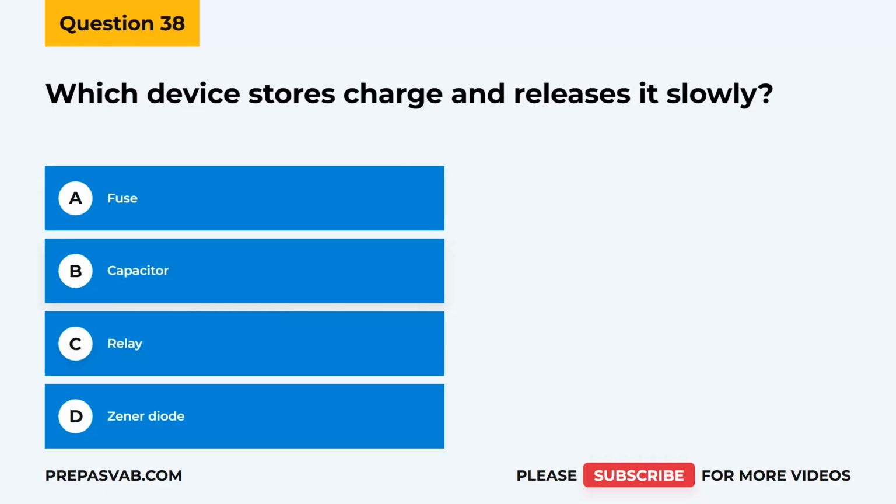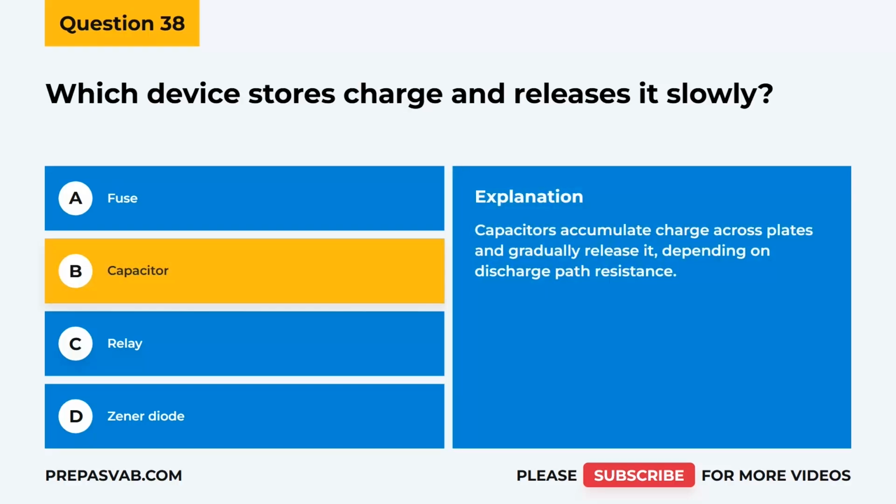Question 38. Which device stores charge and releases it slowly? A. Fuse, B. Capacitor, C. Relay, D. Zener diode. The correct answer is B. Capacitor. Capacitors accumulate charge across plates and gradually release it, depending on discharge path resistance.